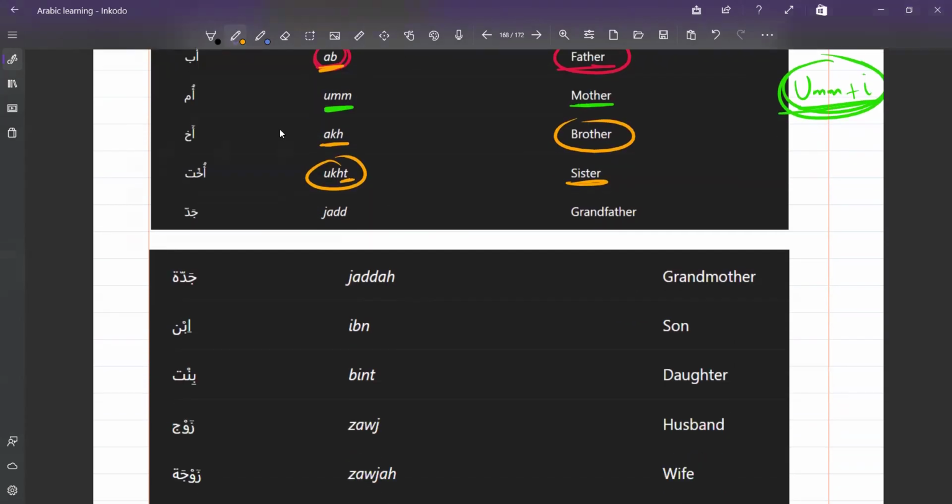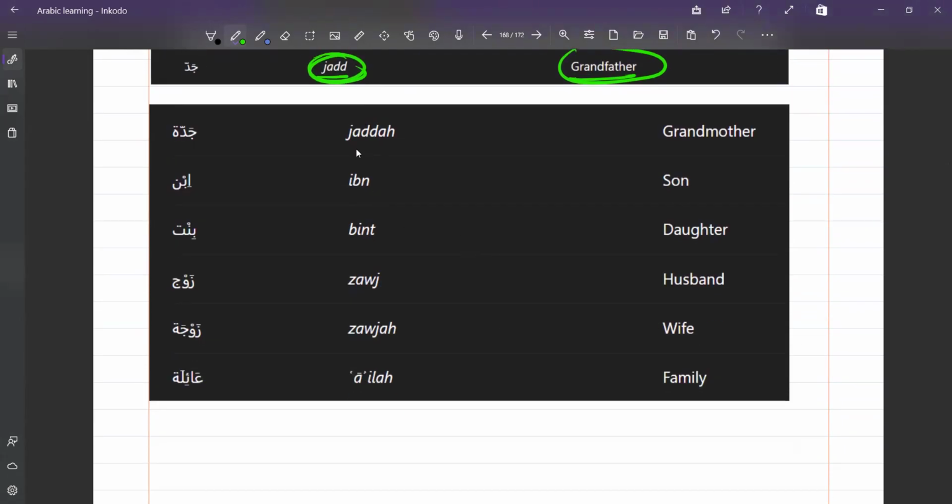Then comes the word jad. Jad means grandfather. Now, jad can be used for your maternal grandfather or paternal grandfather. So the word for grandfather is jad, can be maternal, can be paternal, right? And jadda meaning grandmother.